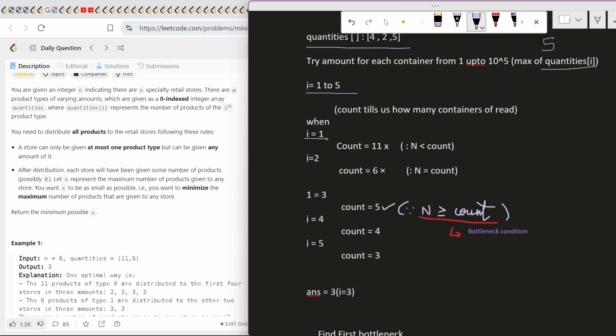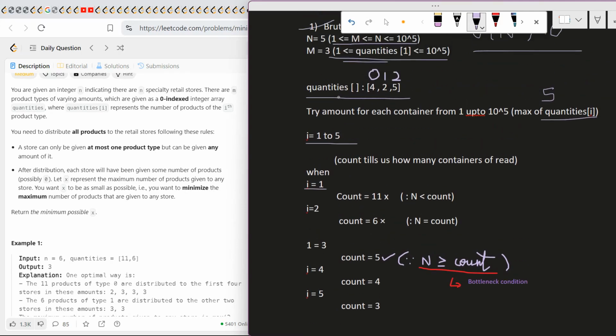So when i equals 1, that means we can keep one item in every container. We would get 11 containers: 5 plus 4, 9 plus 2, 11 containers. It cannot be our answer as it is more than our count, which is 5.